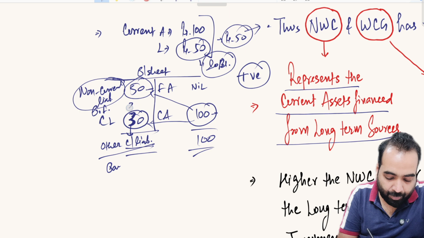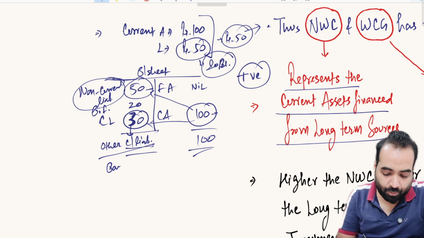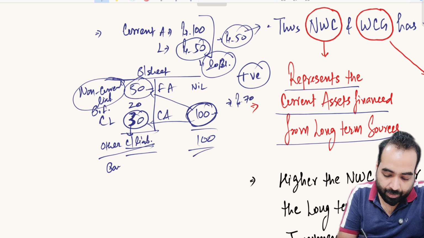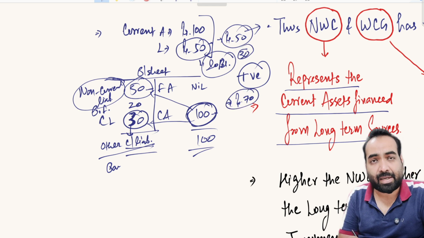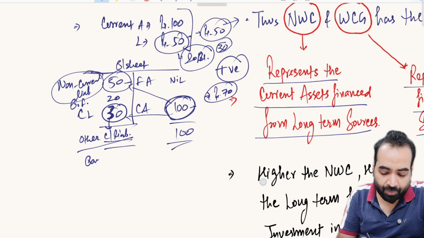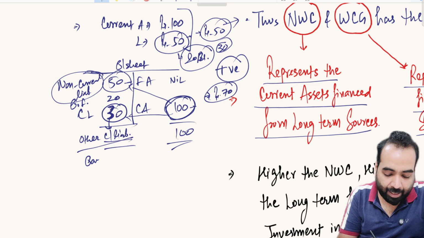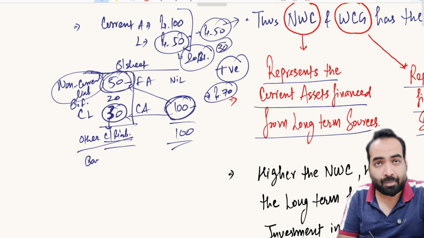So against these 100 rupees of current assets, the working capital gap here would be rupees 70, because the other current liabilities after deducting 20 are rupees 30. So 100 minus 30 is equal to rupees 70. So 70 is the working capital gap. This 70 rupees working capital gap is financed 50 rupees from long-term sources and 20 rupees from bank finance.